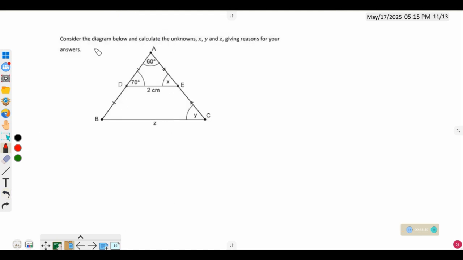Okay, and this is where we can use that. Consider the diagram below and calculate the unknown X, Y, and Z values, giving reasons. So let us look into that. We have two triangles, one inscribed in another. So we have ADE and ABC. Look at ADE. And immediately on ADE we can calculate X. In fact, X plus 60 degrees plus 70 degrees should give us what? 180 degrees.